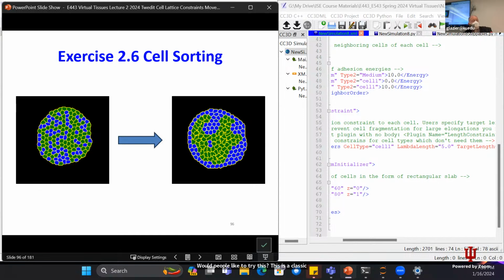This is a classic exercise, where the whole thing got started 30-some years ago, which is cell sorting. I'll walk you through it and we'll see if we can get it done; it doesn't take that long. Exploring cell sorting fully can take a long time, but the basic ideas are not so complicated. We've seen the simulation before.